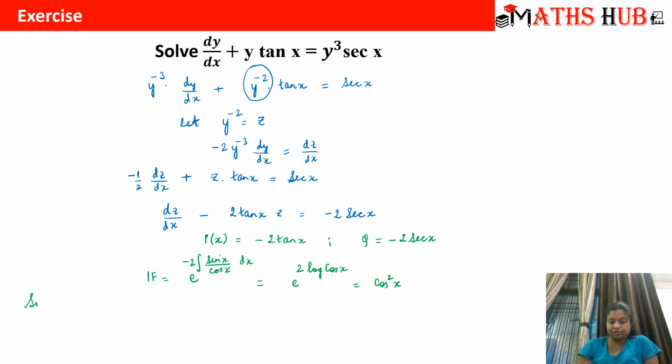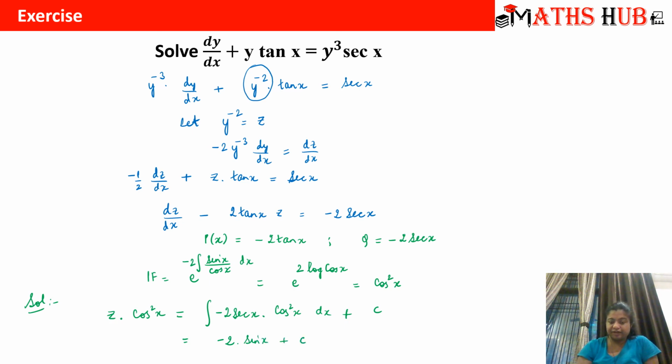So now what is your solution then? The solution is z into cos square x is equal to integration. Right hand side function is minus 2 secant x into cos square x dx plus constant c. So minus 2 secant x will become minus 2 by cos x. One cos will get cancelled. And we have minus 2 integration cos x is sin x plus c, right?